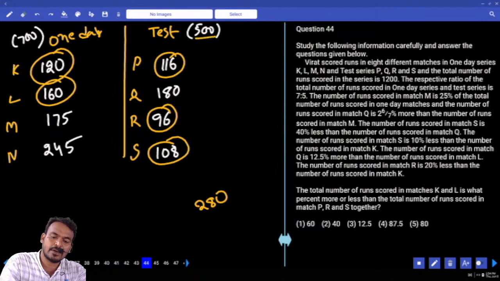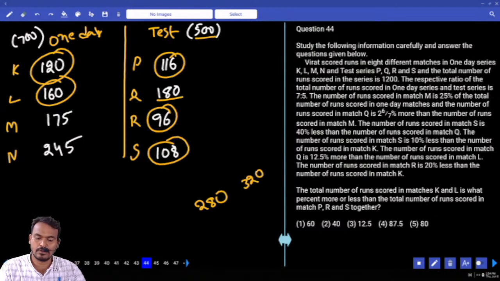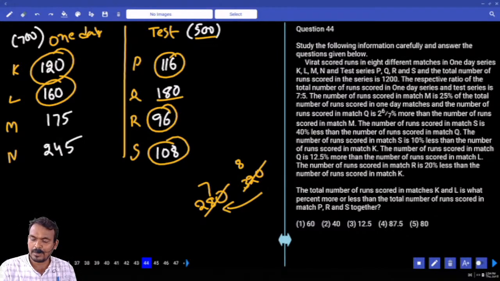Out of 500 we are subtracting 180. What is the remaining? 320, or not? One is 280, another one 320. What is the ratio? 4 to 8 times, or not? How many parts are less? One part. 1 upon 8. 1 by 8 means 12.5. 12.5. Which option? Third option, or not?